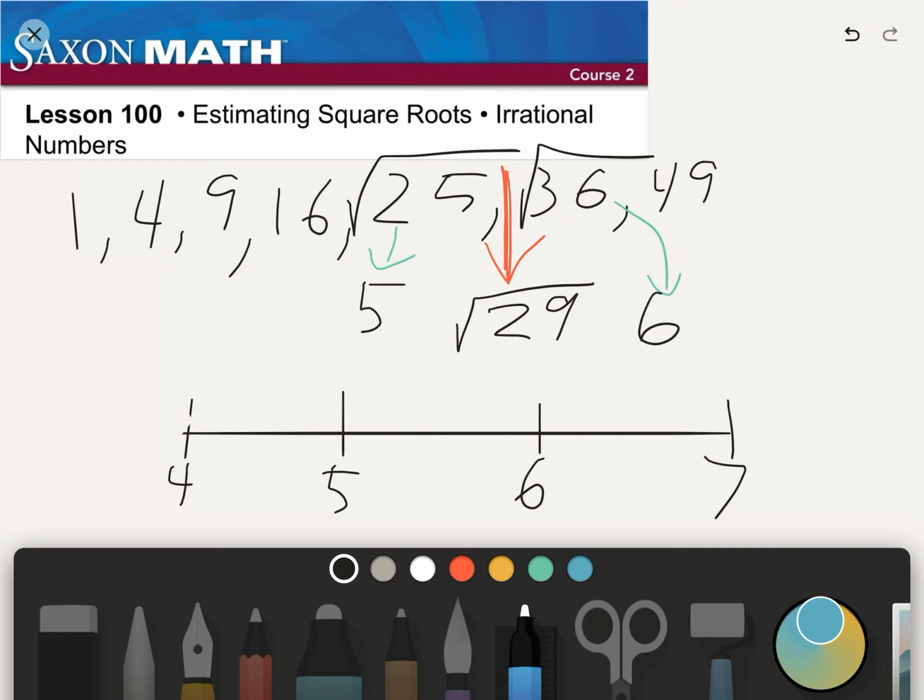So essentially we know that the number is going to be between 5 and 6. So while it's a little tricky to figure out exactly what that number is, we can guess where it is located on a number line. Which is to say, well, 29 is closer to 25. So we'll put our square root of 29 a little bit closer to 5 on the number line.